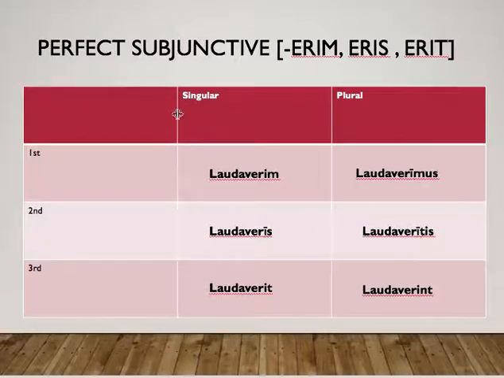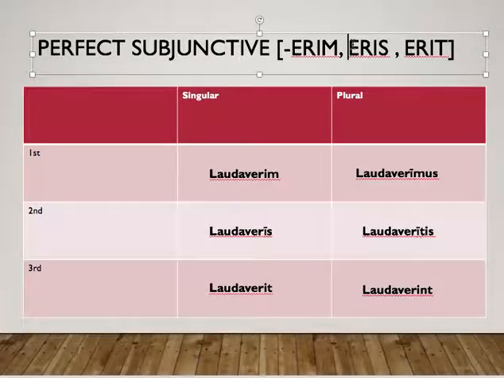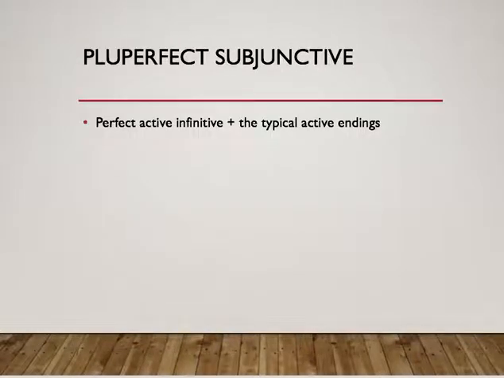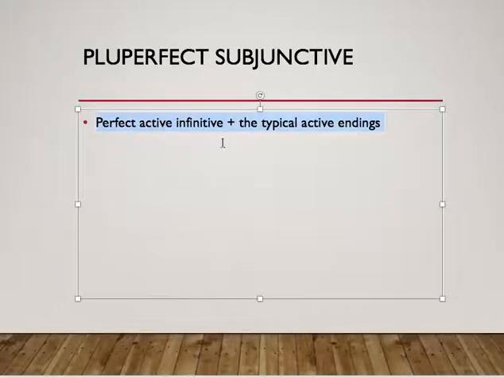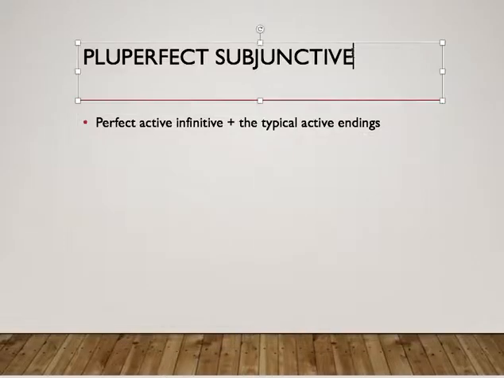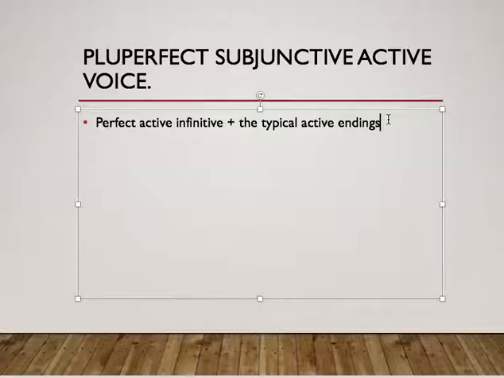So we add -erim, -eris, -erit onto the end of which principal part? The third principal part. Yes, laudavi. Great. Okay. So moving forward, the pluperfect subjunctive. All right. This is just the perfect active infinitive plus the typical active endings. Again, this is the pluperfect subjunctive in the active voice.